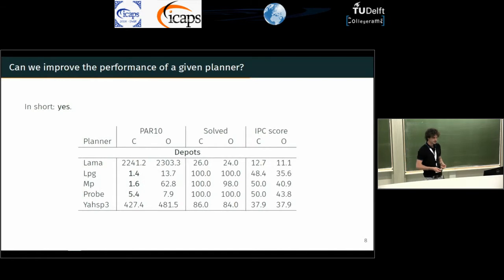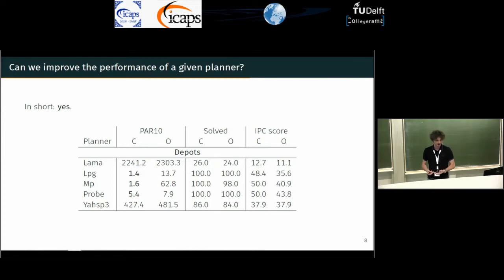So can we then improve the performance of planners by configuring problem models? And the answer is yes. This is a table which shows the results obtained on the configured domains and the original domains, on the depots domain, by the 5 planners that we are taking into consideration. For 3 of the planners, LPG, Madagascar, and Probe, you have a statistically significant improvement in terms of PAR10, and an improvement of 1 order of magnitude in some cases, which is also reflected in a better coverage and, of course, in a better IPC score.